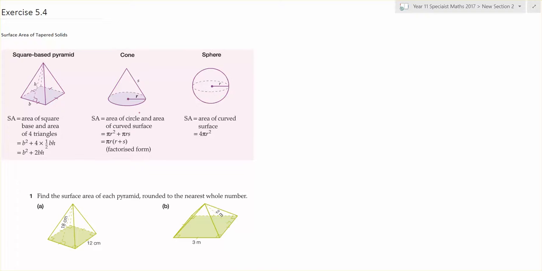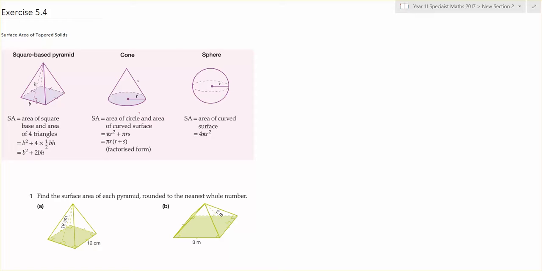For exercise 5.4 Methods Pathways, we're going to look at surface area of tapered solids. A tapered solid means that as I cut this shape into cross-section slices, I get the same shape, but it gets smaller and smaller. If you have a square-based pyramid, I get a square at the bottom, but if I keep cutting, I get smaller squares as we go to the top. Same with the cone, same with the sphere.